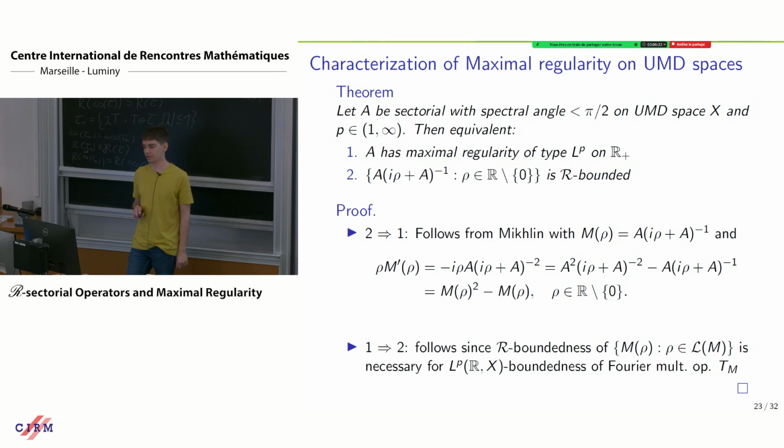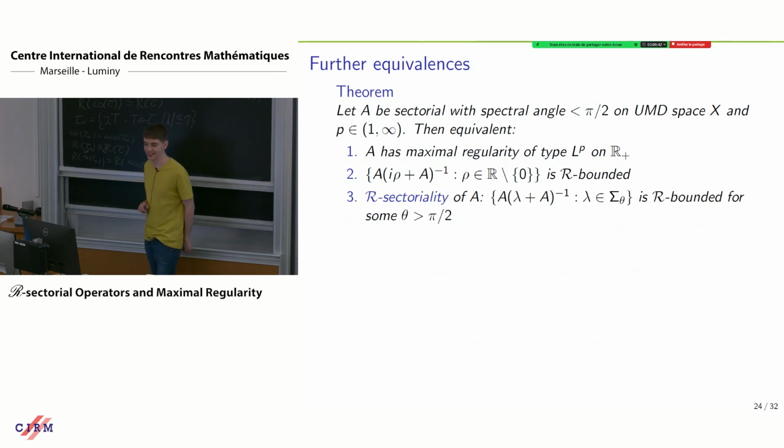So let's give some extension. We can add some further equivalences here. The next one is the so-called R-sectoriality, which also turns out to be equivalent. And what does this mean? This means we have this R-bound of the resolvent, not only on the imaginary axis, but we even get it on some sector of angle strictly bigger than pi half, so some sector which contains the imaginary axis.